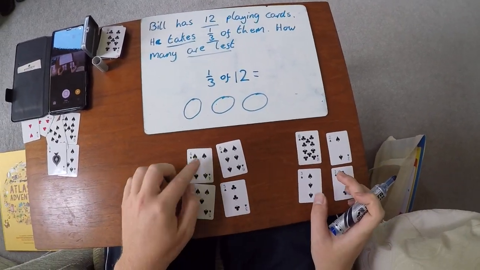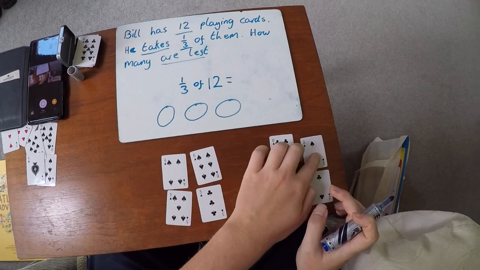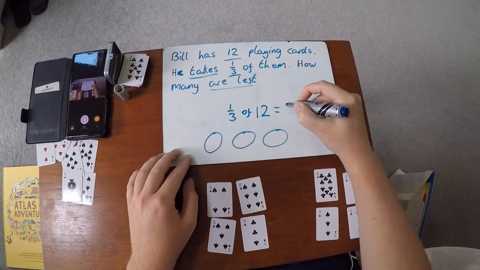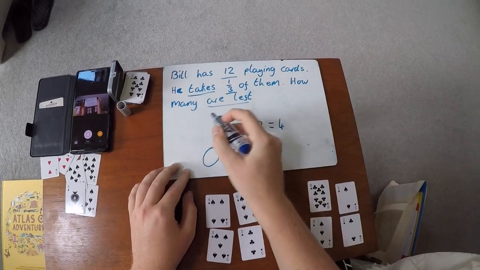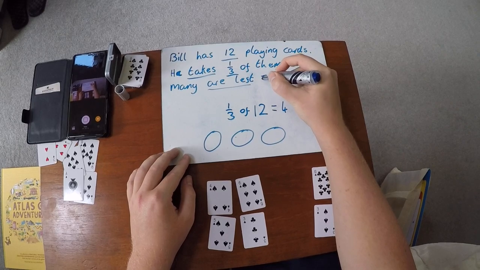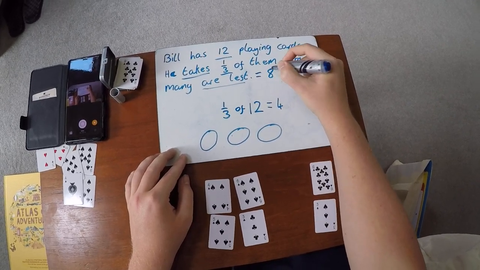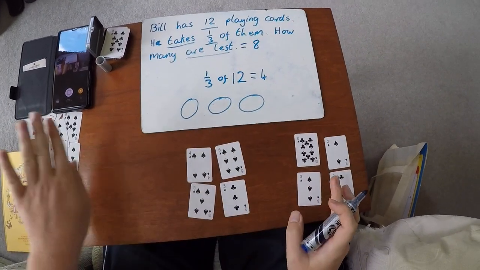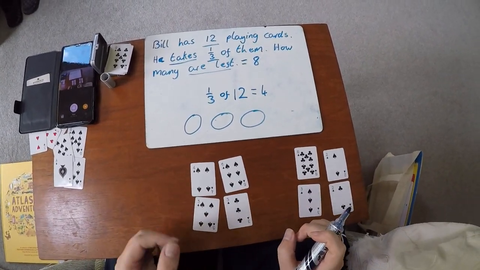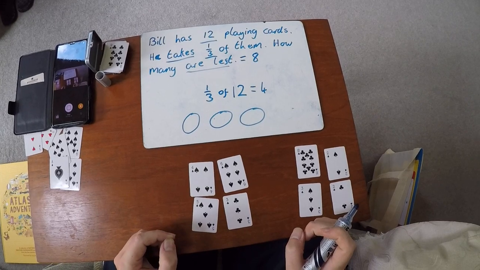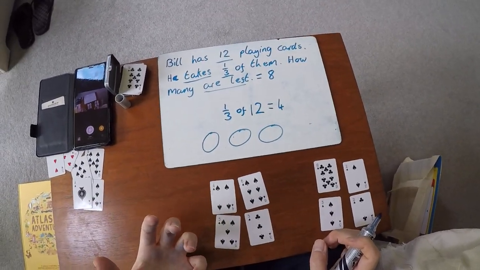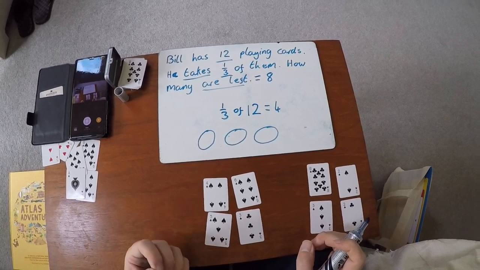My last two groups, I've got 1, 2, 3, 4, 5, 6, 7, 8. So what's left? 1/3 was four, but how many are left is going to be eight, because we've taken that 1/3 away, and we're left with that last 2/3, which would be two lots of our four, which are eight. So there's two different ways you might see them in a test paper. And we'll have a look at some test papers a little bit later on in the week.